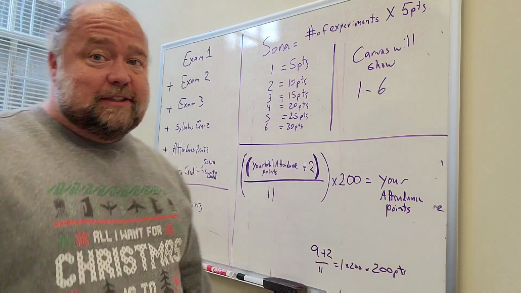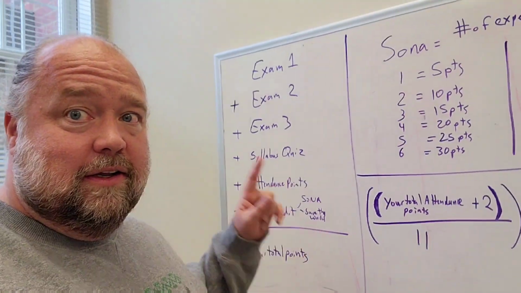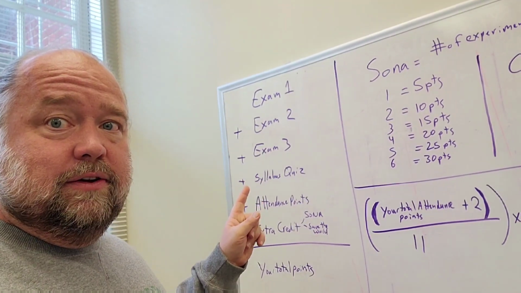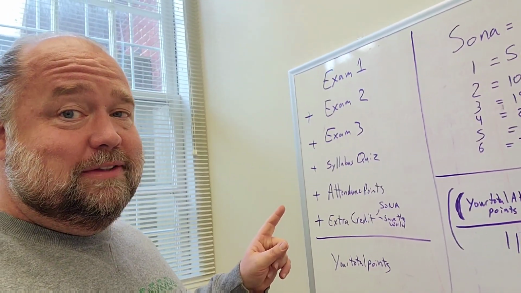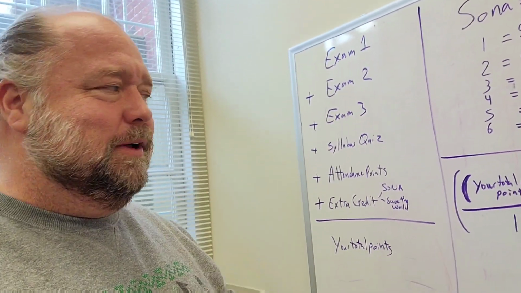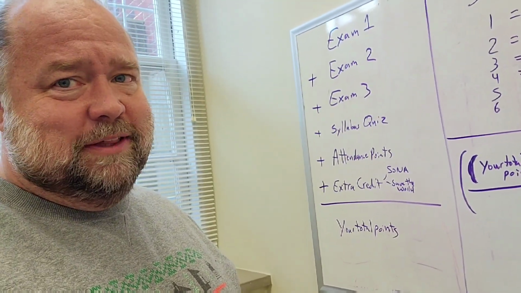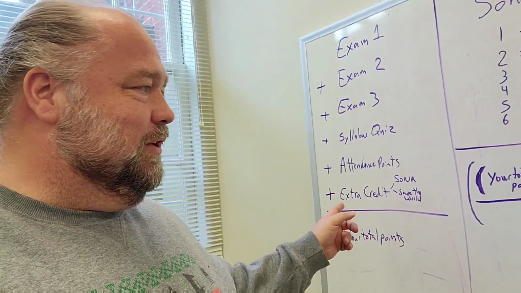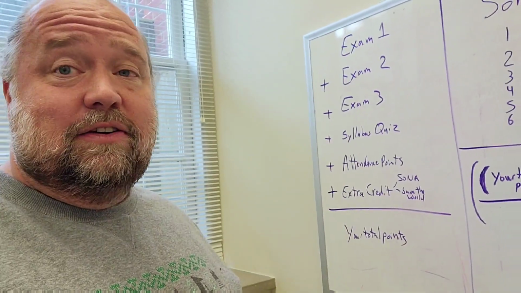So taking all these things together, remember, add your exams 1, 2, and 3 together, your syllabus quiz, then those attendance points, which yes, has a little bit of math, but my 6th grader has no problem with that math, so I think you'll be fine. And then you have your extra credit you figured out, add it together, and there you go.